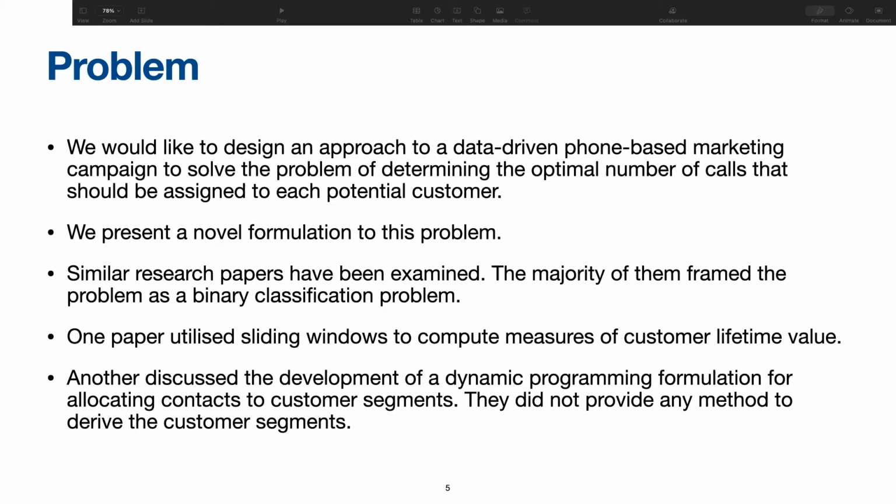And we examined similar research, and the majority of them frame the problem as a binary classification one. And in addition to this, one paper utilized sliding windows to compute measures of customer lifetime value. And lastly, another paper discussed the development of a dynamic programming formulation for allocating contacts to customer segments. They, however, did not provide any method to derive these customer segments. So the gist with the research is that they only give us an idea of who we should target, but not really specify how often we should make contacts to these customers.